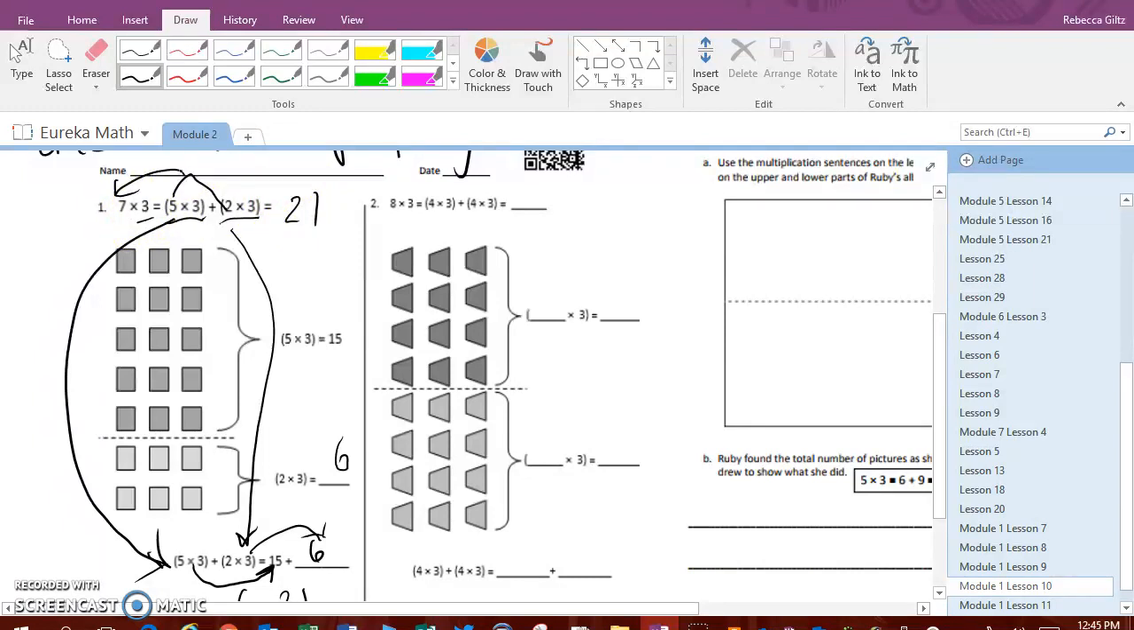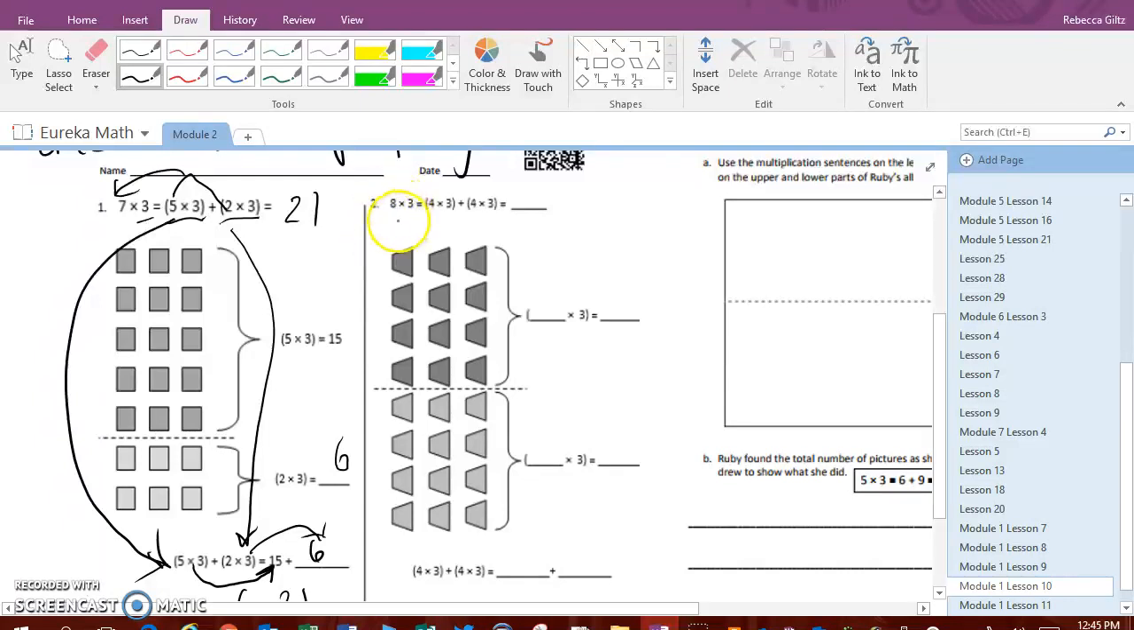This is a strategy that you will use in algebra as you get older to solve problems. And it's one way of solving a problem that might be easier than counting by 7s or counting by 3 7 times. Because the more times you have to add it up in your head or on paper, the more chance there is for mistakes. So let's try another one.